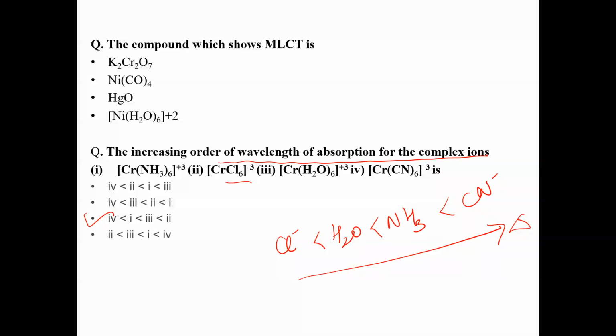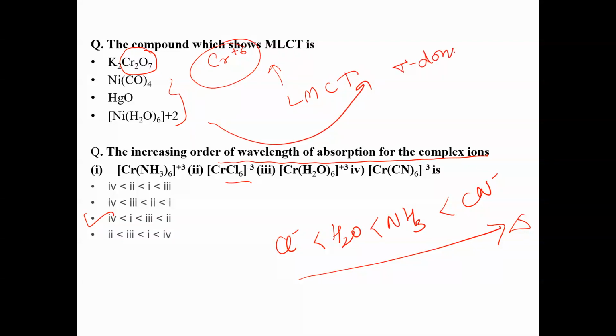Okay, and what about the first one? Here you can see this is in minus 14 plus 2 plus 6 oxidation state, so there is a more favorable chance of LMCT. Okay, and among these three you have to identify which ligand is sigma donor and pi acceptor, right?